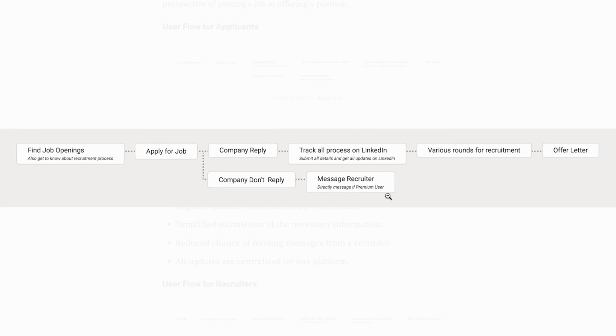Directly message if premium user. Why LinkedIn premium? People follow up over emails. That is the current behavior. Where is that over here? Why will somebody message on LinkedIn? What sort of problems exist that would make somebody reply on LinkedIn rather than send an email?